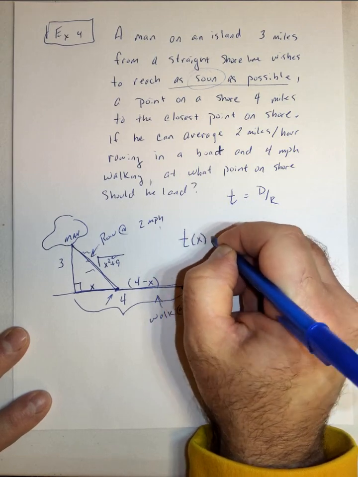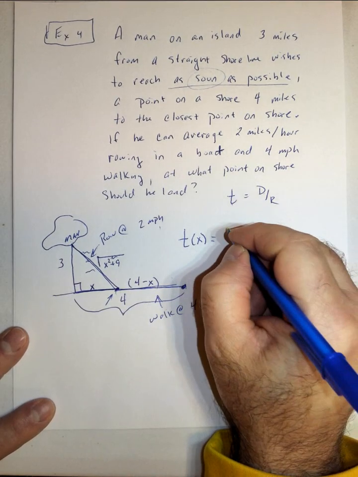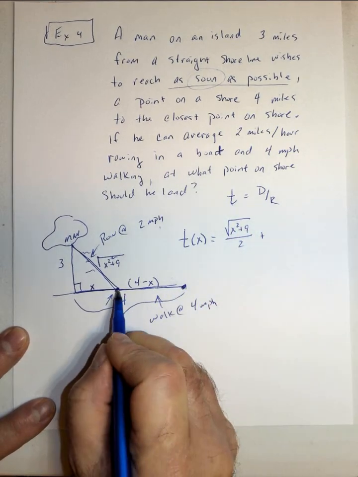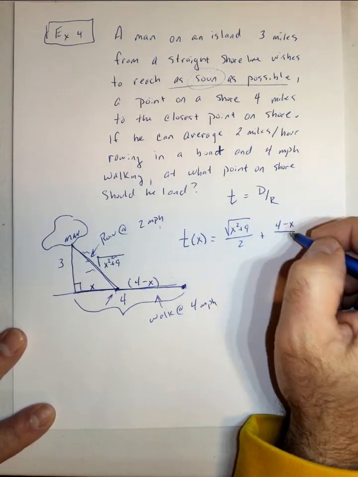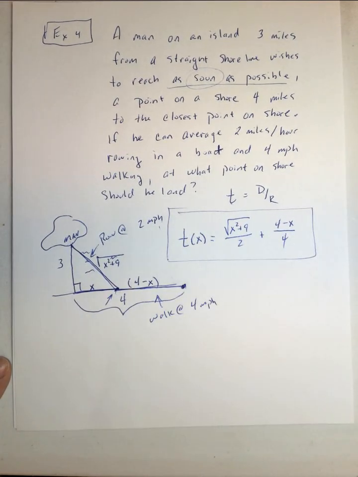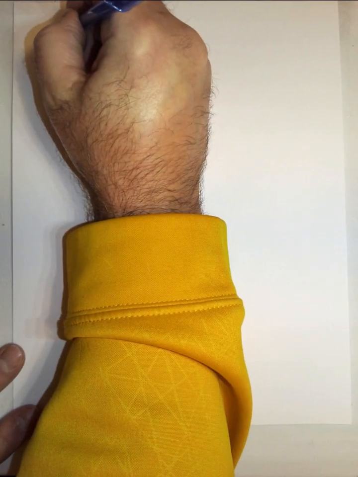And so my time in terms of x is going to be the distance over the rate rowing, plus the time it takes for him to walk the rest of the way, which is your distance over the rate of walking. So this is the time function. So that is what we need to minimize. So again, we're going to have to find the derivative of t, and then we're going to have to go ahead and set it equal to 0 and solve. So I'm going to rewrite this over here. So I need some more paper.